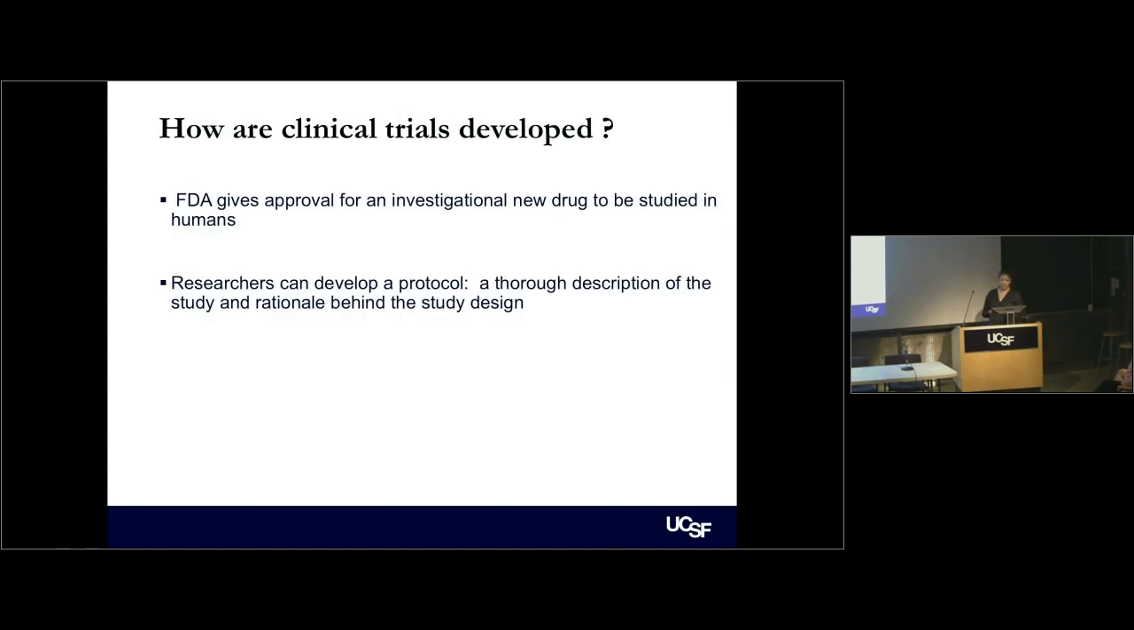So how are clinical trials developed? So once the FDA gives approval for an investigational new drug to be studied in humans, then we move into developing a protocol. So a protocol is a document. It's a thorough description of the study and the rationale behind the study. So this includes all of that preclinical data and supports our use in human trials. And it also gives a very thorough description of what a participant on trial will go through in terms of office visits, so seeing their doctor, how they'll be monitored safely throughout the trial, and then what constitutes them receiving treatment or coming off treatment, etc.